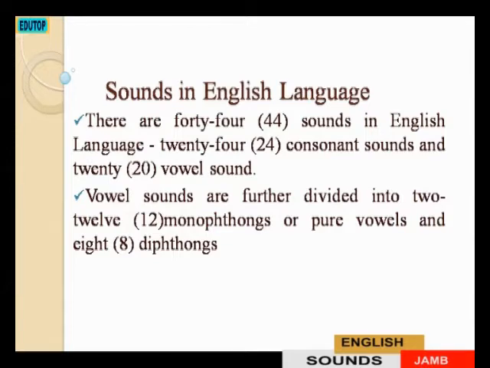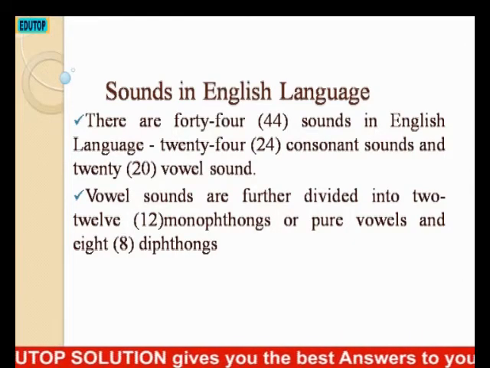There are 24 consonant sounds and 20 vowel sounds. The vowel sounds are divided into two. We have the monophthongs and the diphthongs. Monophthongs are also referred to as pure vowels.